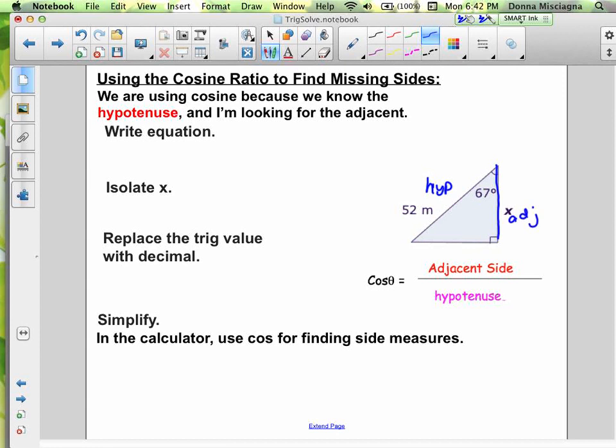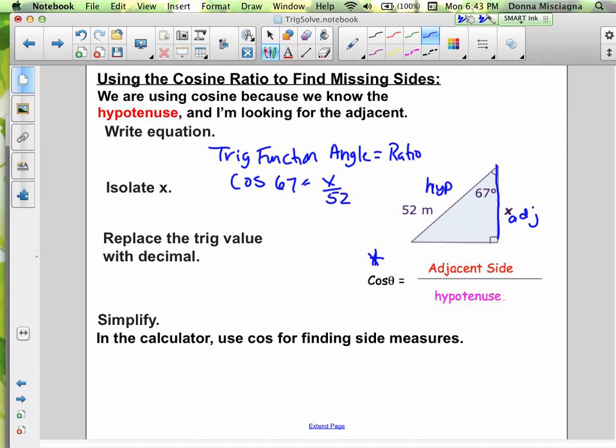When we write our trig function, when we write our equation, it is always trig function of an angle equals a ratio. And because we are using cosine, that ratio is going to be the adjacent side over the hypotenuse. All right, so our trig function is cosine. Our angle is 67 degrees. And the ratio is adjacent over hypotenuse, or x divided by 52.